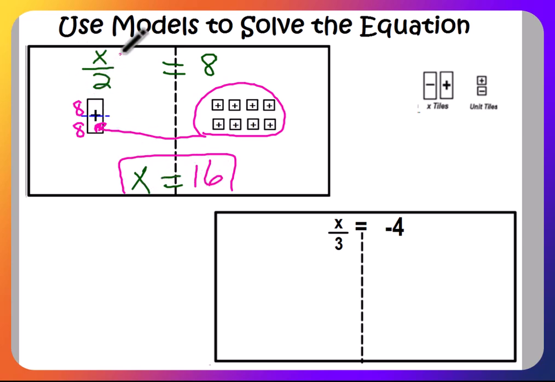Check your answer, plug it back into our equation. Substitute 16 for x. So instead of x divided by 2, we're going to do 16 divided by 2. And does that equal 8? Well, 16 divided by 2 does in fact equal 8.